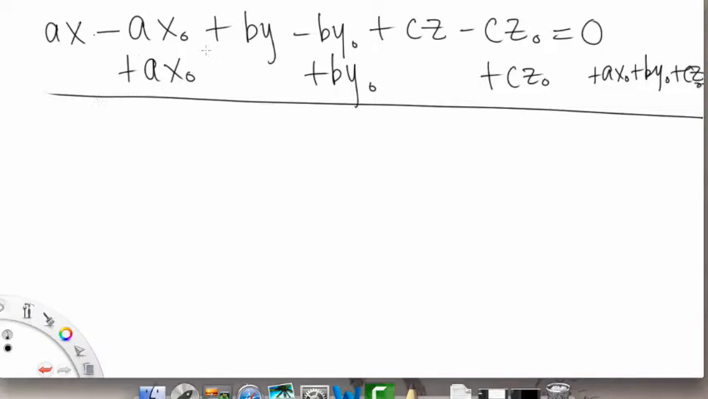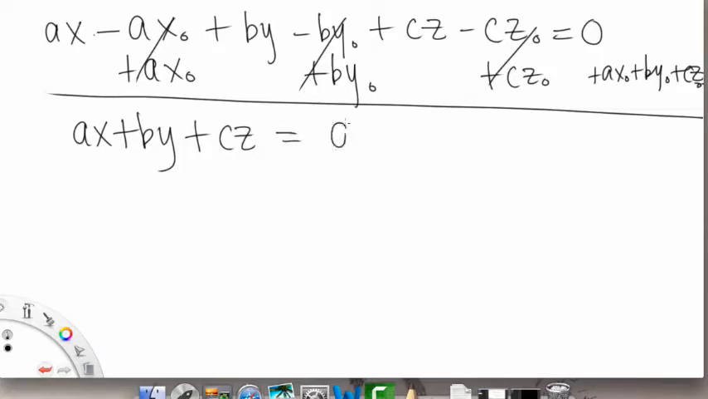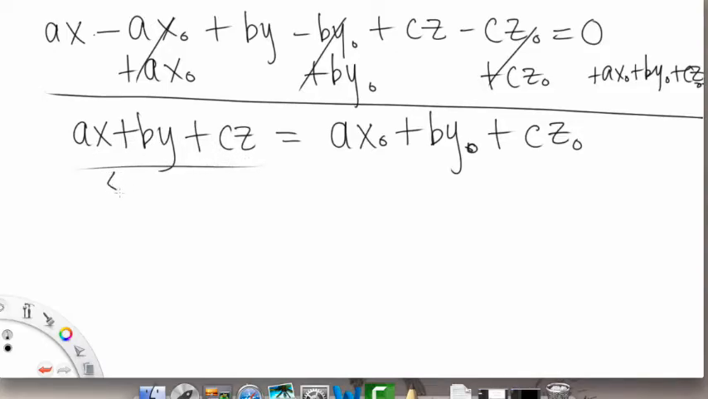Okay, there we go. And these cancel out on the left side, and we're left with ax plus by plus cz is equal to ax naught plus by naught plus cz naught. At this point, we have another equation for a plane, and you can see this is (a, b, c) on the left side dotted with (x, y, z), right?